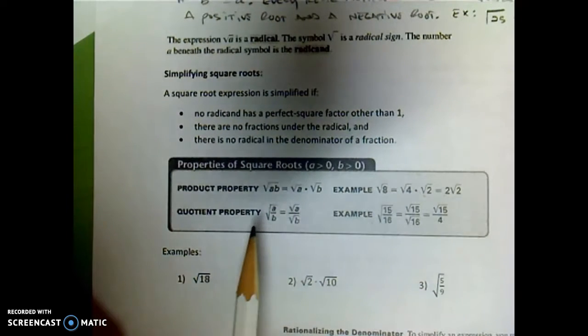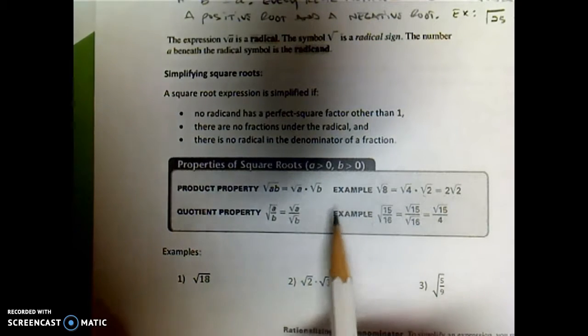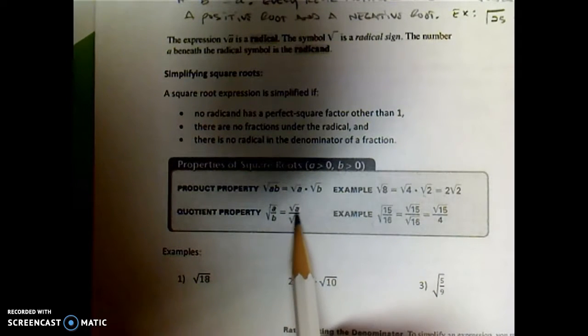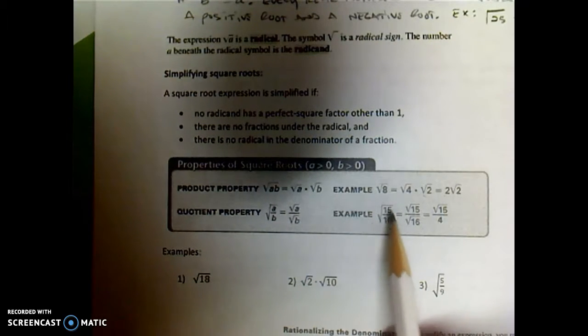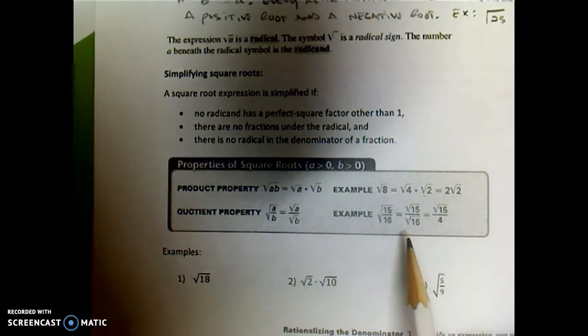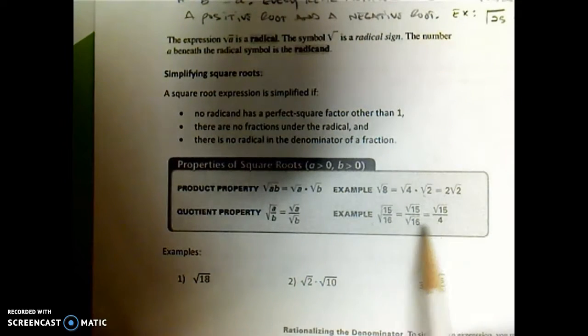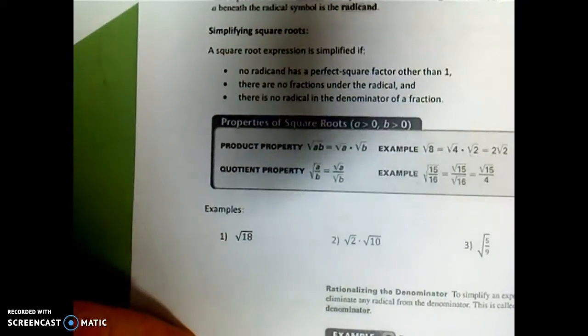Similarly, I can write a quotient, a fraction underneath the radical sign, as the quotient of two separate radicals. Square root of a over b can be rewritten as square root a over square root b. As an example, the square root of the fraction 15/16 can be written square root 15 over square root 16. Why would I want to do that? Because the square root of 16 is 4, and I can simplify. So let's look at a couple of examples.